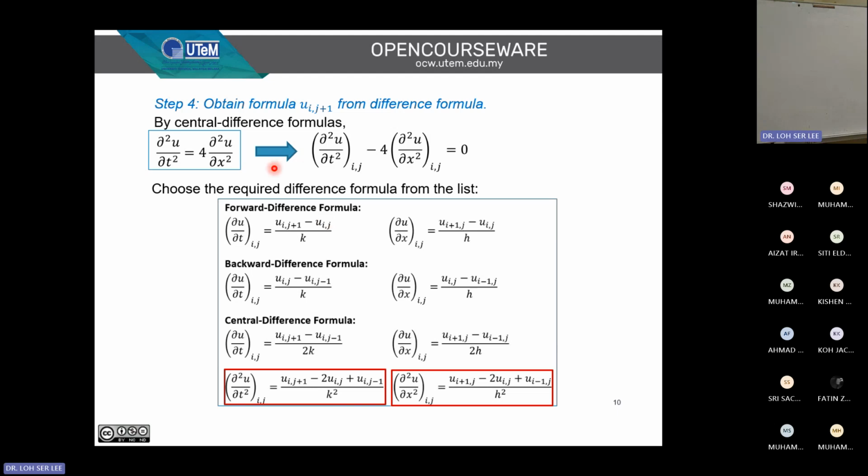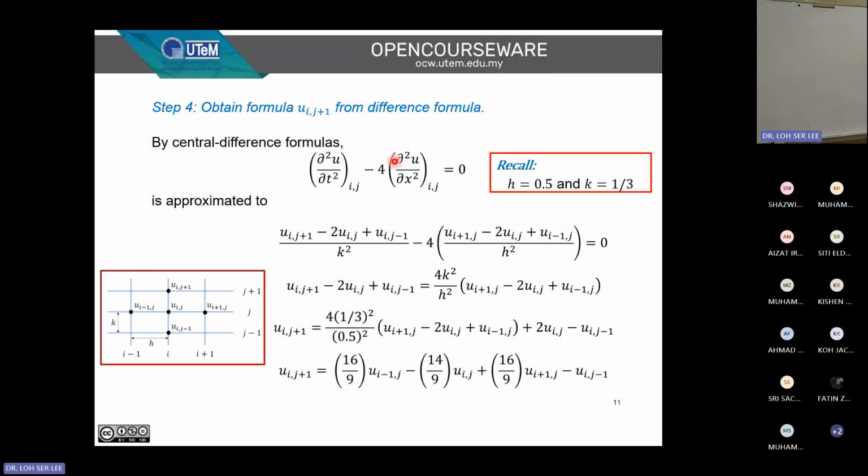Next, this is your PDE. Both are in second order, so we will choose these 2 formulas. From the central difference formulas, only these 2 are in second order. The rest are in first order. So we use these 2 and substitute them into your PDE. This one, you can leave on the right; you don't have to move it to the left. After you substitute your u_tt and u_xx by using the 2 formulas just now, then you get this.